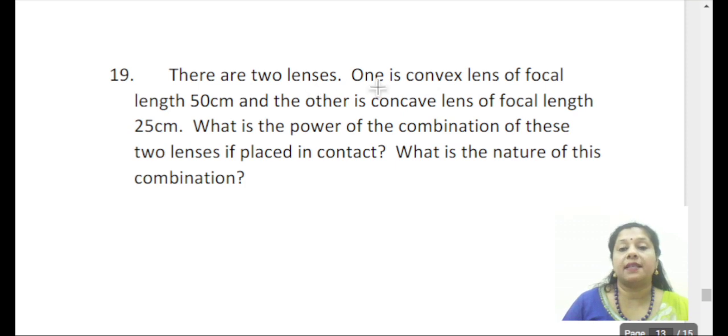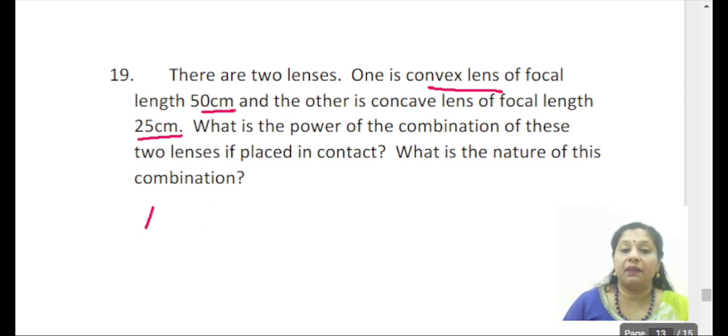There are two lenses. One is a convex lens of focal length 50 cm and the other is a concave lens of focal length 25 cm. What is the power of the combination of these two lenses if placed in contact? What is the nature of this combination? So the combination we can find in two ways. First we can find out the net focal length and then power, or we can find out the power separately and then add to get the total power. So let us see the first case. We will find out power first and then add it.